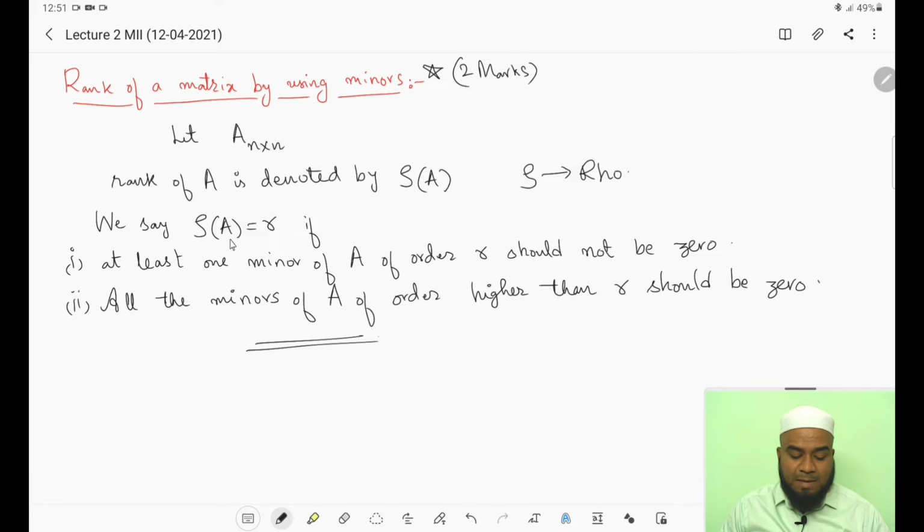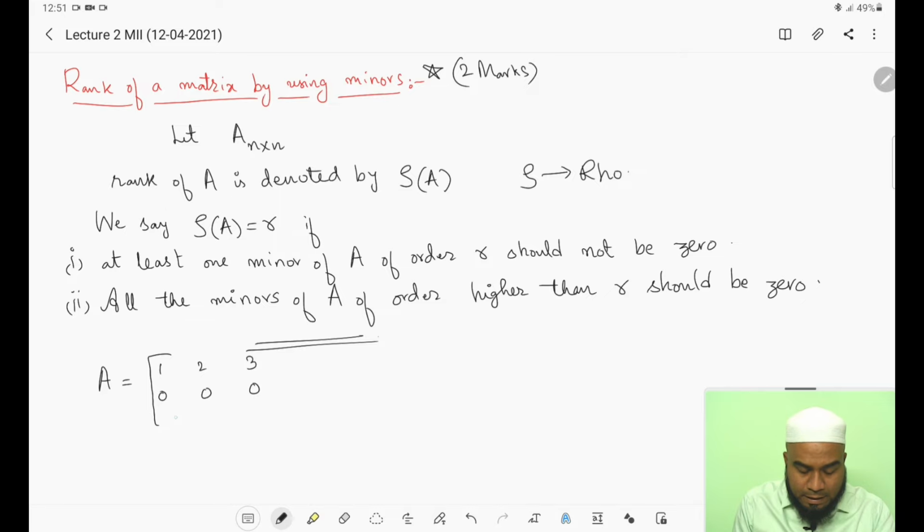What it says: suppose I am having a matrix A, suppose I consider a 3 by 3 matrix, something like this. Consider the matrix: 1, 2, 3, 0, 0, 0 and the last row is 0, 2, minus 1. Consider this matrix, which is of order 3 by 3. Rank of this matrix A cannot be greater than 3. It can be less than or equal to 3.